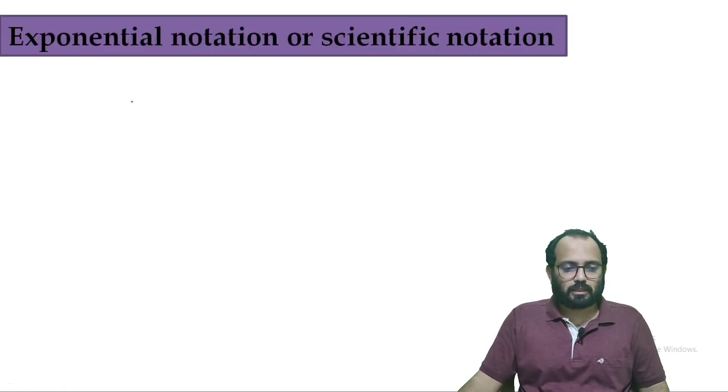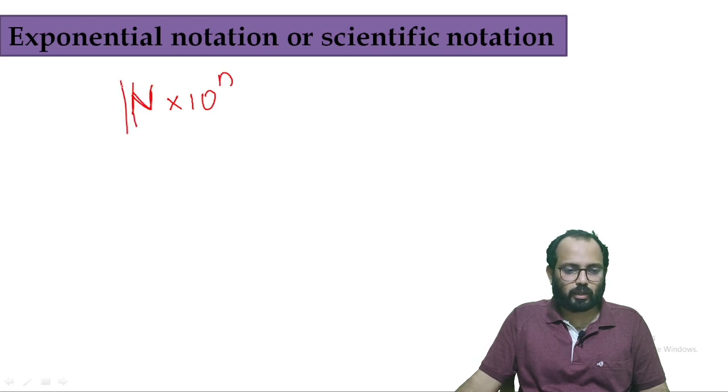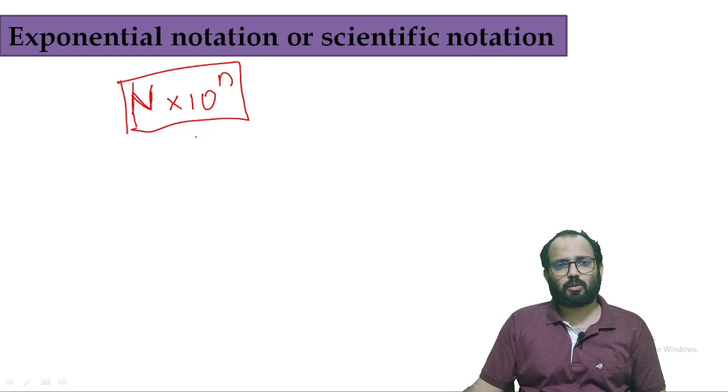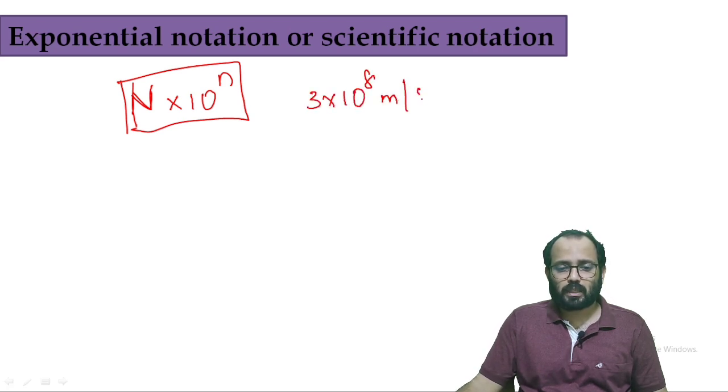Exponential notation, N into 10 power n. This is how exponential notations are written. If we are not using exponential notation, think about any number, let's say the speed of light, which is 3 into 10 power 8 meter per second. How will we write this?